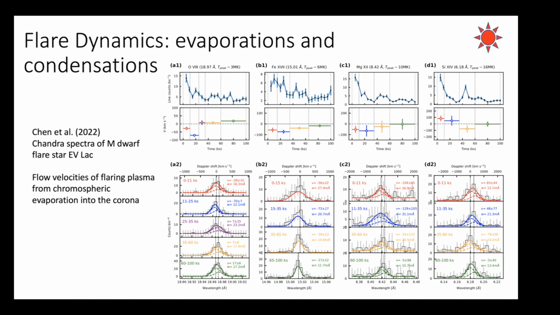With Arcus, you'd have even better spectral purity, spectral resolution, and so you'd be able to get much better constraints on these velocities. These are still fairly few and far between for observations of stellar coronae.